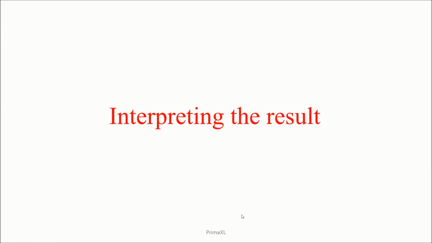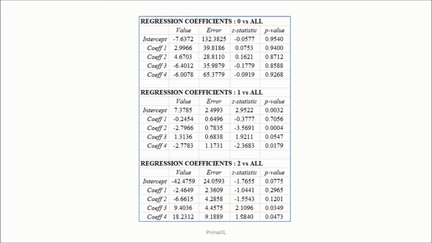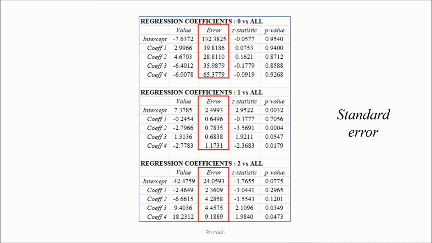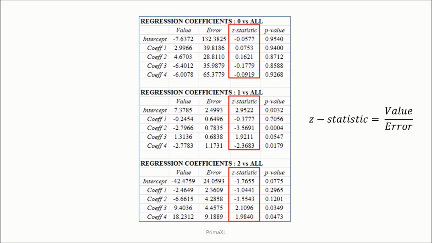Let's interpret the result. We have this result output. At the top, we have 0 versus all the rest. Then we have 1 versus all the rest. Finally, we have 2 versus all the rest. In the very first column, we have the coefficient labels. In the second column, we have the coefficient values. Then, in the third column, we have the corresponding errors.